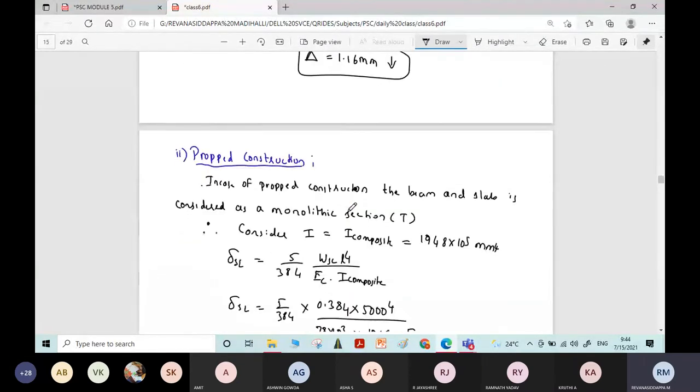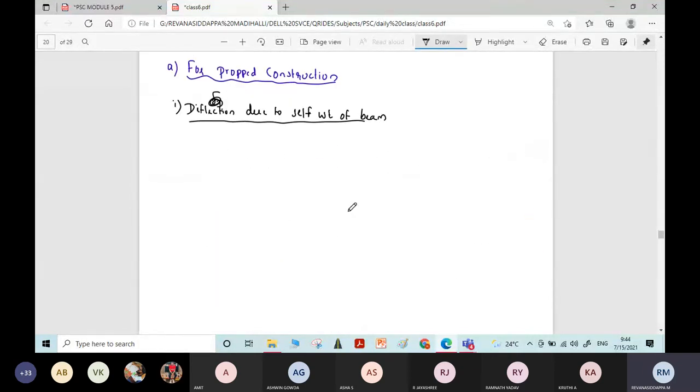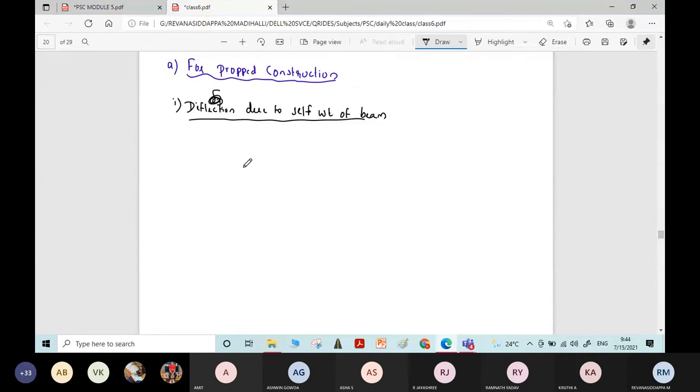Is that clear for you all students? Is that clear? Do you have any doubts? Any doubts? If you need any clarification, you can ask.